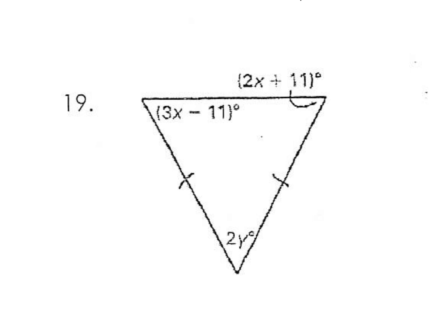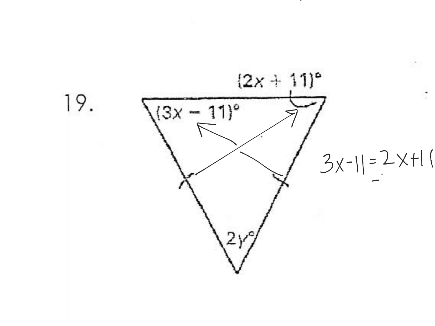Just because this is an isosceles, it's kind of important to remember, like 18 and 19 are pretty similar. Whenever the sides are the same, the opposite angles are also the same. So I know that 3x minus 11 has to be equal to 2x plus 11. So if I minus 2x on this side, minus 2x on this side, I get x minus 11 equals 11. So therefore, x has to be 22.